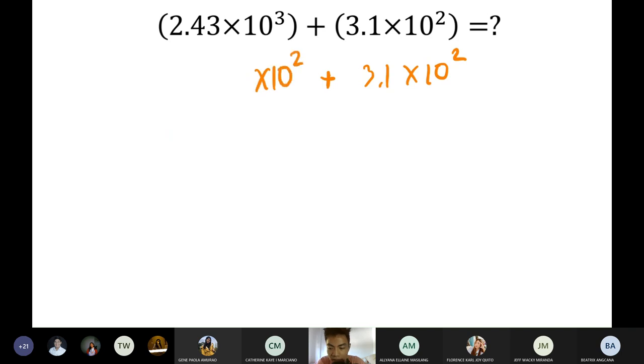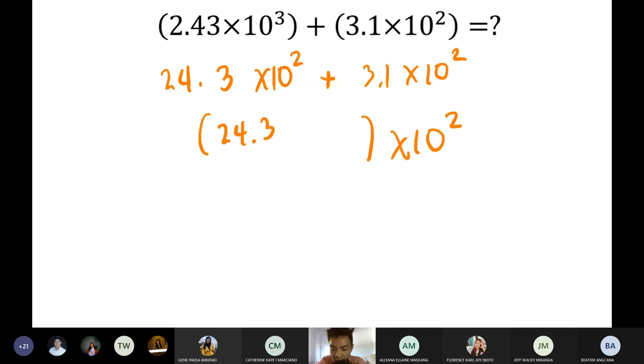Just for this example, okay? So to make this number written in the second power, I have to move my decimal point to the right again, because every time you move your decimal point to the right, your exponent will decrease by 1, okay? So one step to the right, that's 3 minus 1, that will give me an exponent 2 now. So I can rewrite my coefficient as 24.3 times 10 raised to 2. And now, since the exponents are the same, I will just copy them and then add my coefficients. Okay, so adding them, that will give me 27.4 times 10 raised to 2.